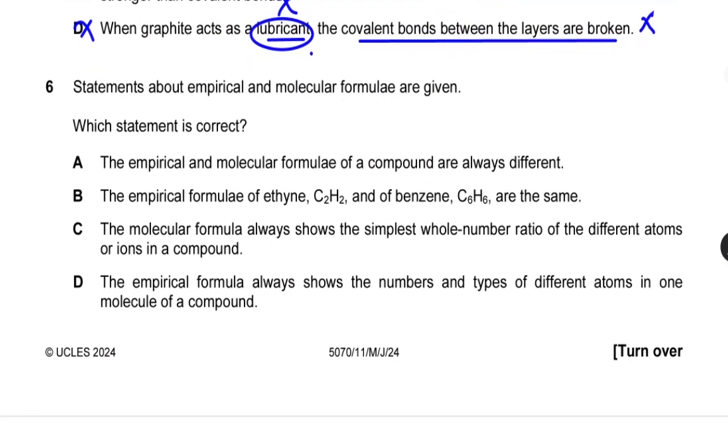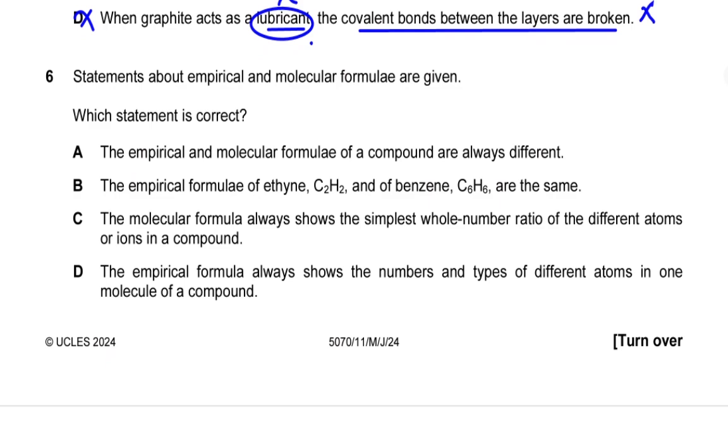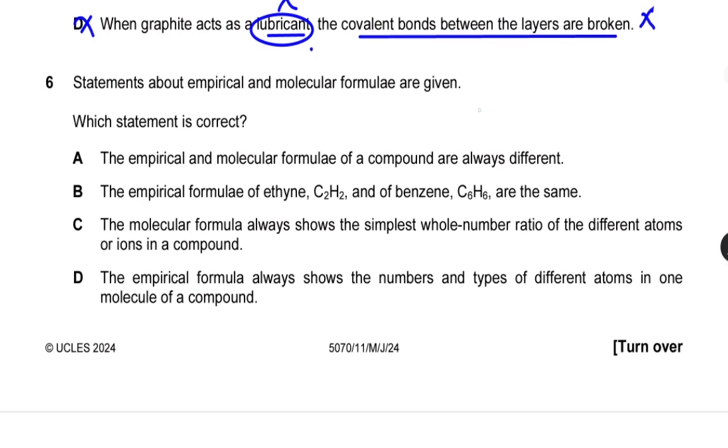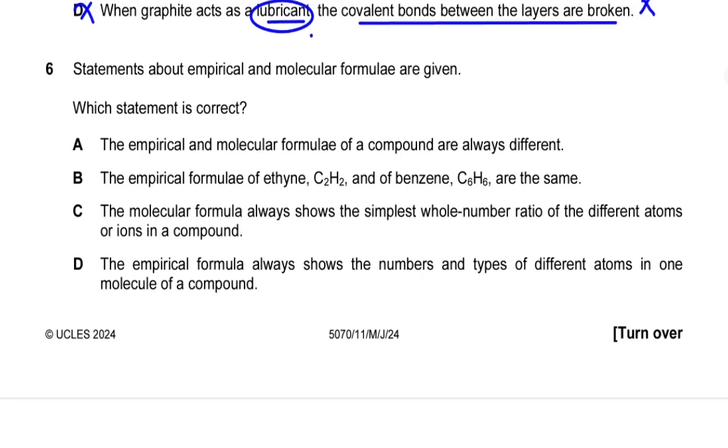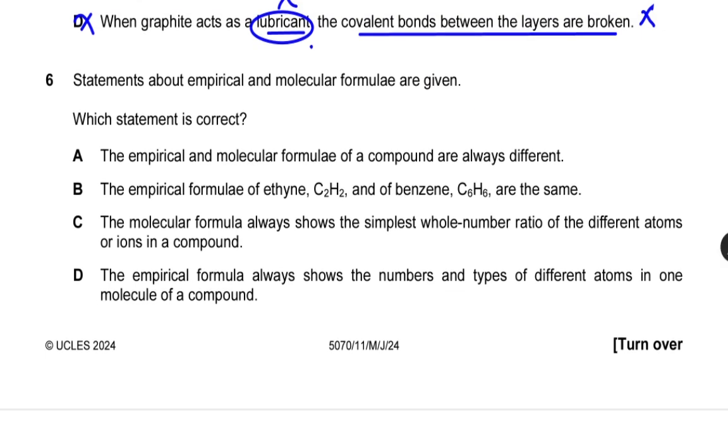Now look at question number 6. Statements about the empirical formula and molecular formula are given. Which statement is correct? The empirical and molecular formula of a compound are always different. It cannot be always different. It can be the same. For example, you have the molecular formula CH4. 4 and 1 cannot be divided by a common factor, so if it's a molecular formula, its empirical formula will also be the same.